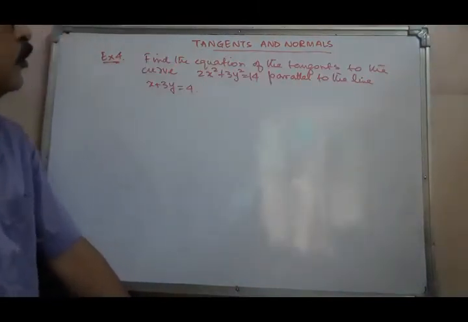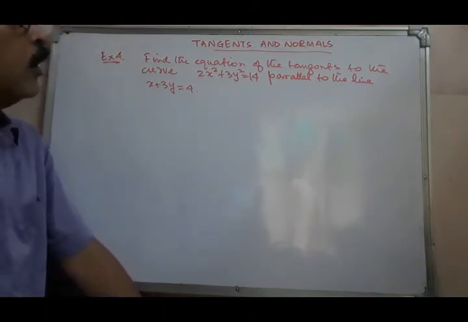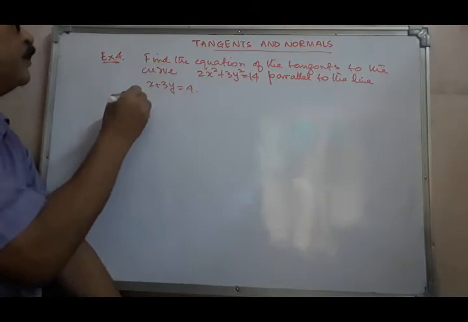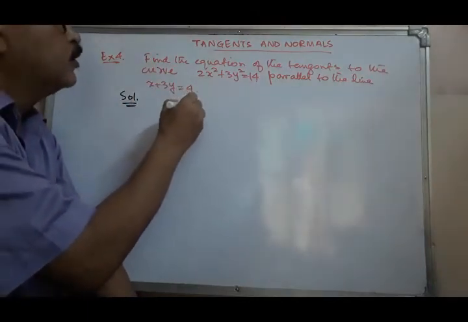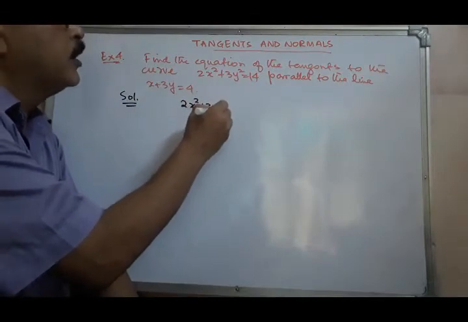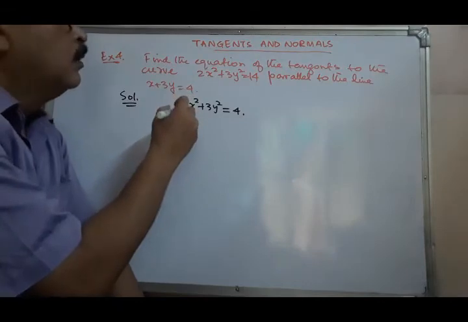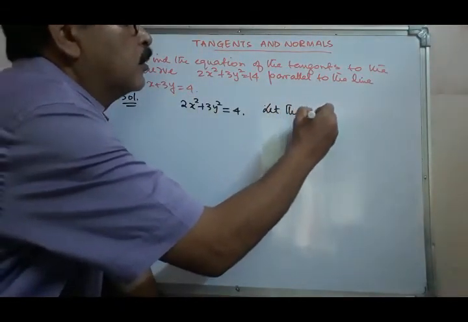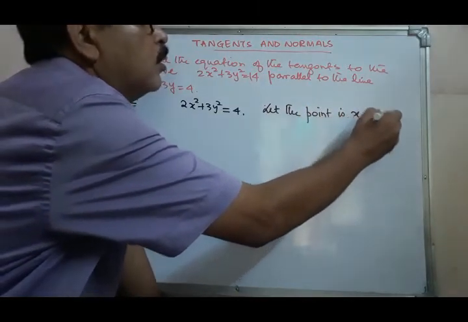Example number 4. Find the equation of the tangents to the curve 2x square plus 3y square equal to 14, which is parallel to the line x plus 3y equal to 4. Solution. So here equation of the curve is 2x square plus 3y square equal to 14. Let the point be x1, y1.